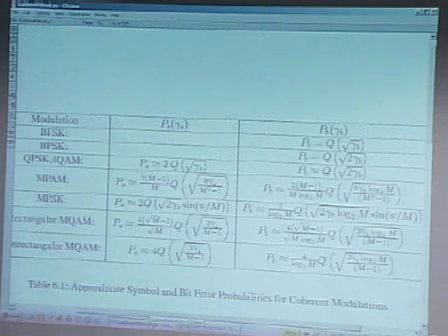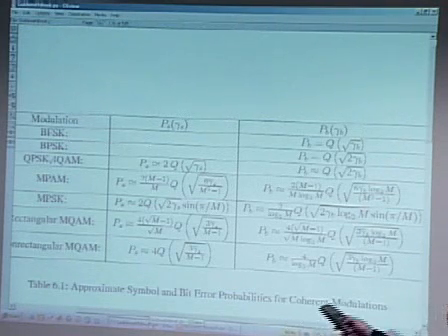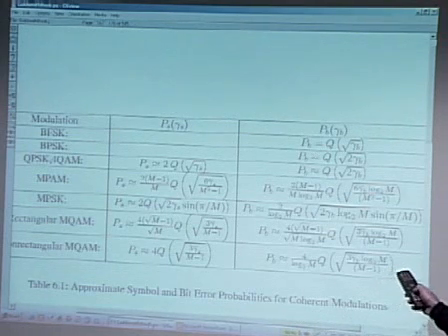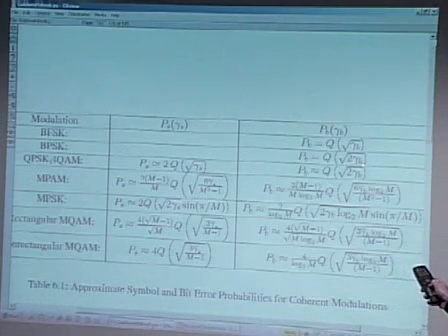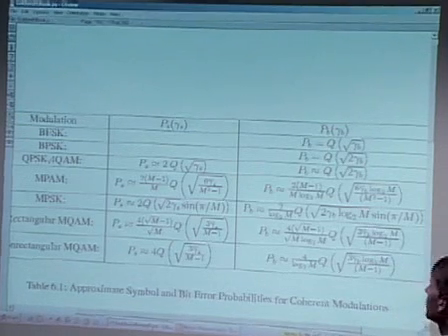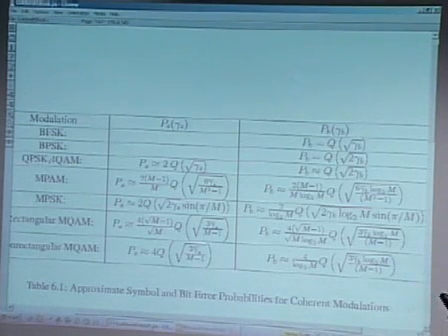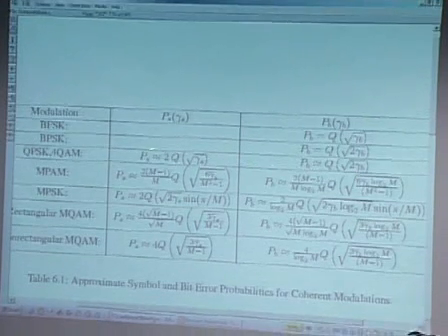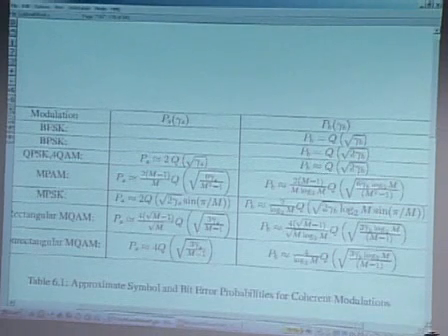So here we have BPSK. Remember that in this case we have an exact formula, so that's why it's an equality. It's Q of root of 2 times gamma B. So in this case, the alpha is 1 and beta is square root of 2. For QPSK, we had these expressions here. So alpha is 2, here alpha is 1.